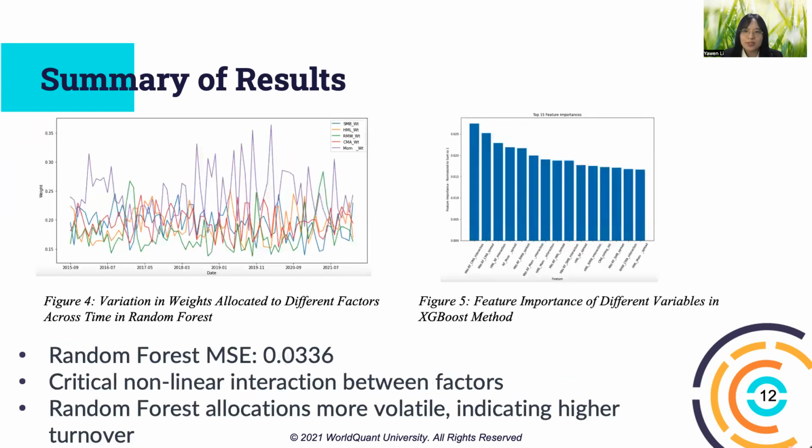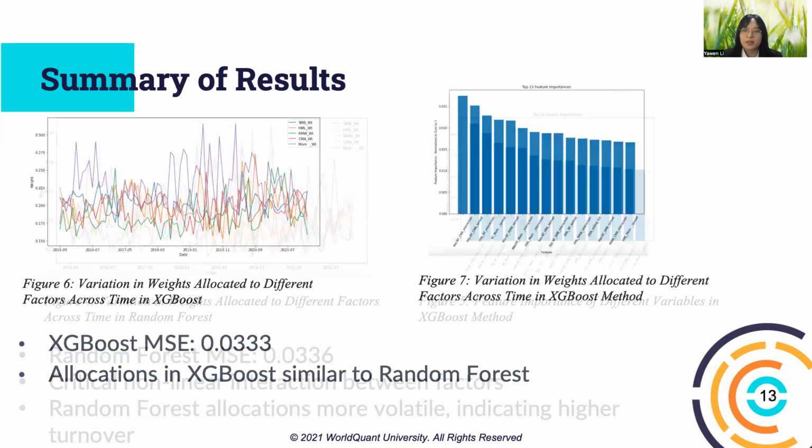Shifting to random forest, we further reduced the MSE to 0.0336. Figure 4 reveals a more volatile allocation, suggesting a strategy that may require more active management. This volatility highlights our work's novelty in capturing market dynamics and its importance in quantitative finance. We've learned that momentum remains a cornerstone, but its role varies across different models.